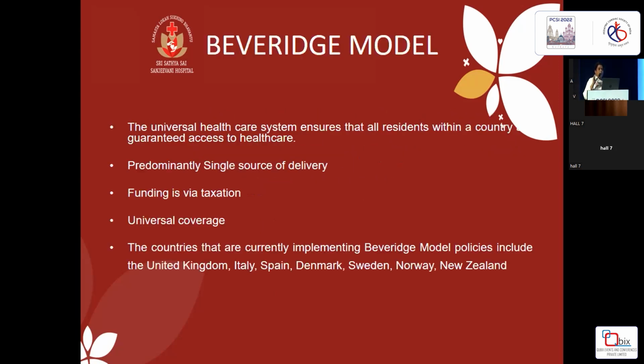So the first model is what is called the Beveridge model. This is the model brought by Mr. Beveridge from the UK, and it is the model from which the National Health Service came into being after 1948. The basic tenets of this model are that healthcare should be universal. As far as possible, there has to be a single provider. At the point of care, the healthcare should be free. And then you have to finance that healthcare. This type of model is now being followed in the UK, Italy, Spain, Denmark, Sweden, Norway, and New Zealand.